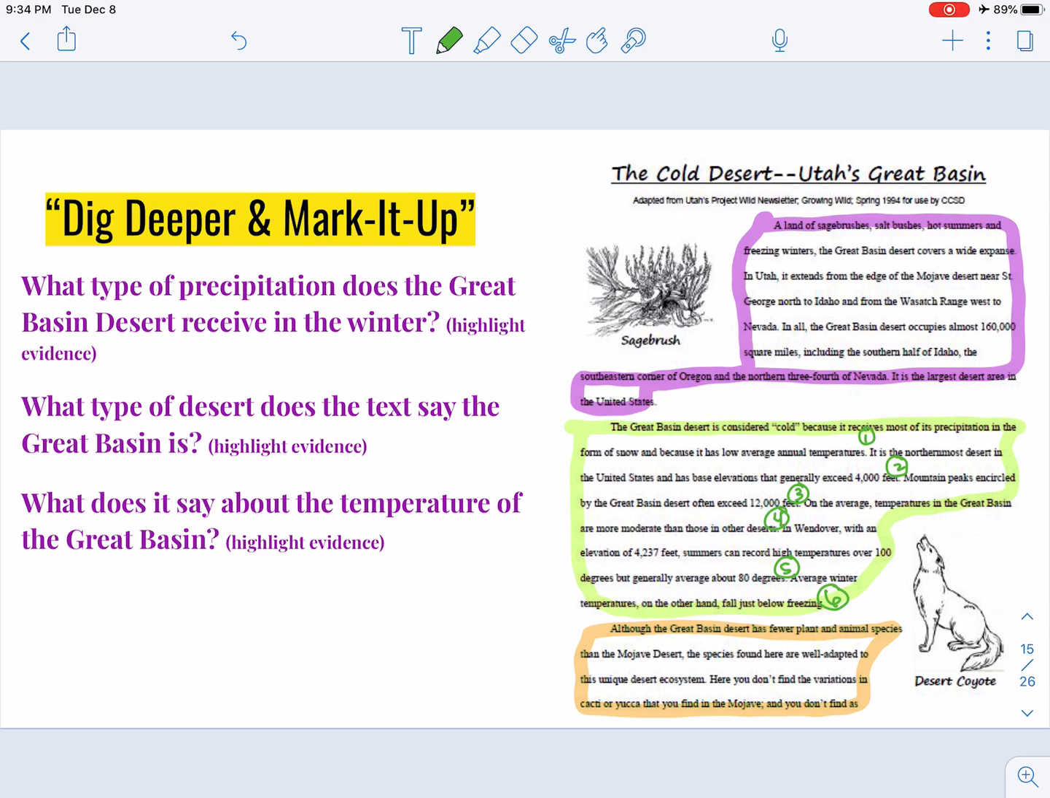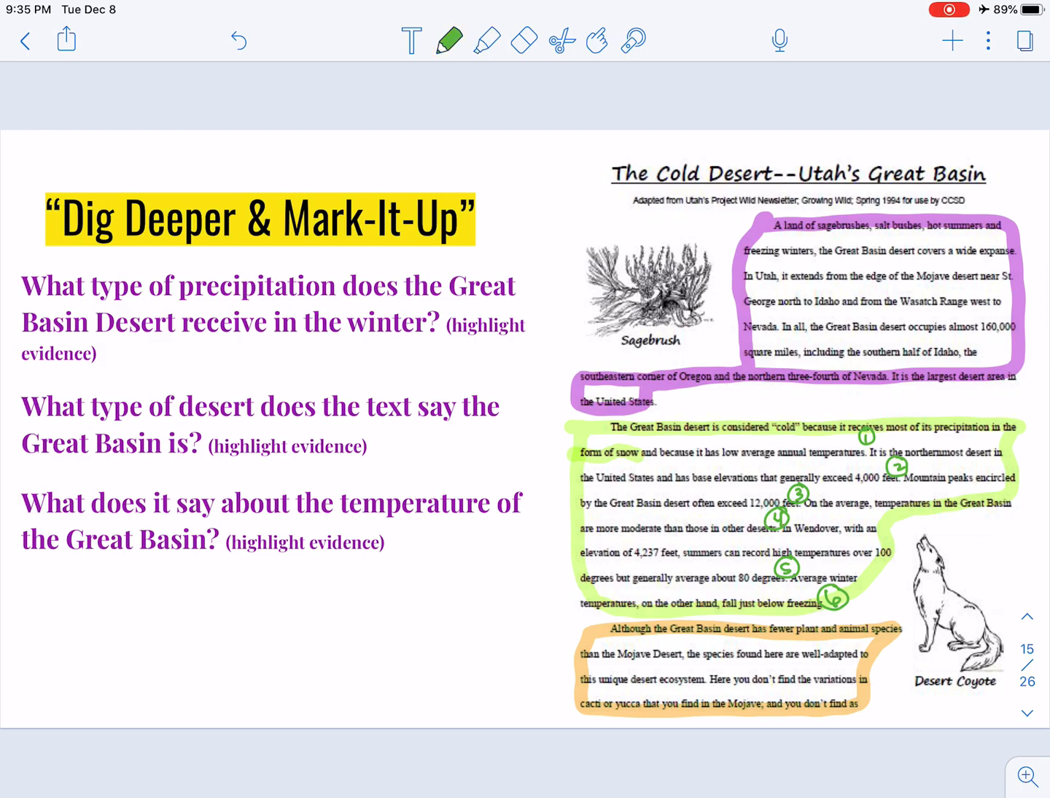Now, in this, what type of precipitation does the Great Basin Desert receive in the winter? What did it tell us? I want you to look in that first sentence. We are still in the first sentence, so look at that first sentence. What does it tell us? If I read it, I say it receives most of its precipitation in the form of snow.